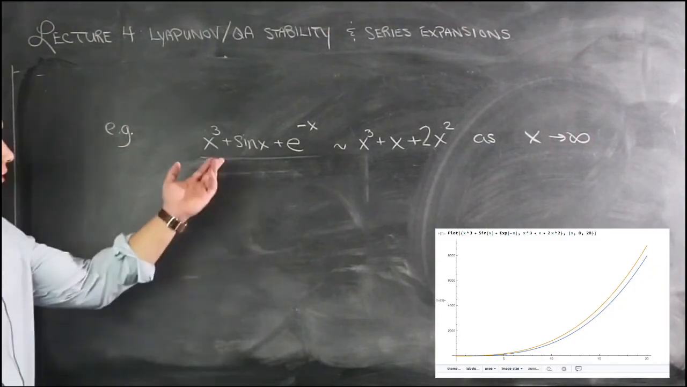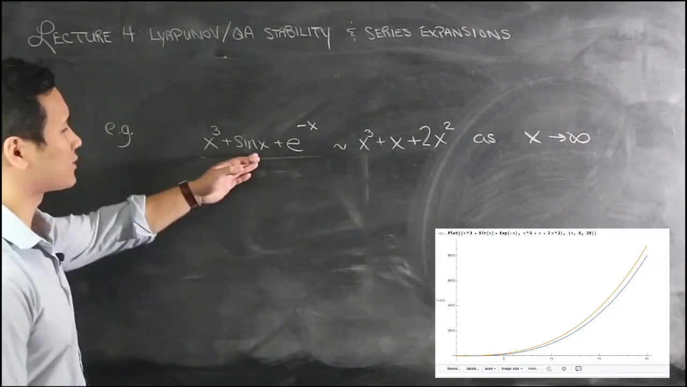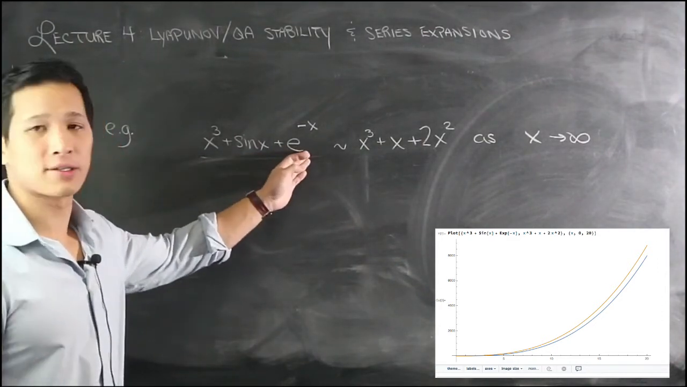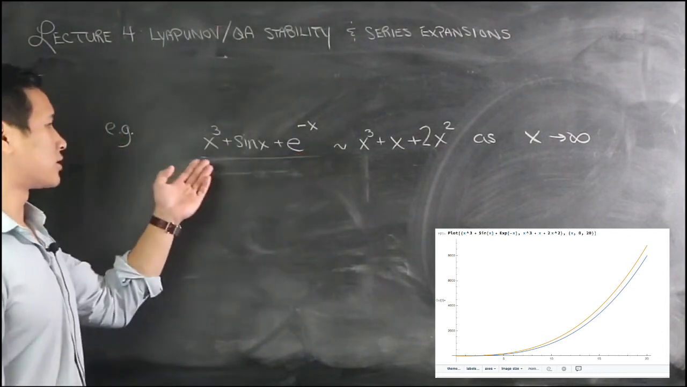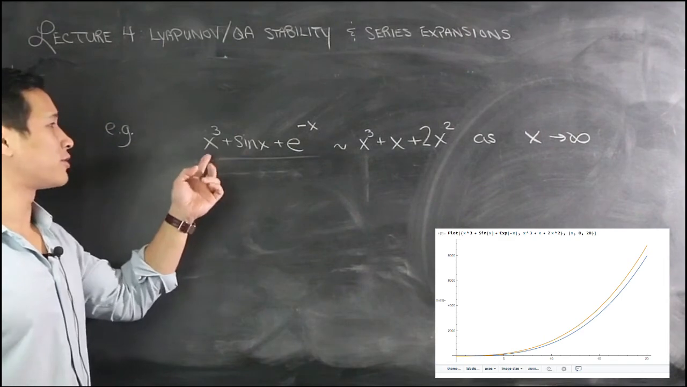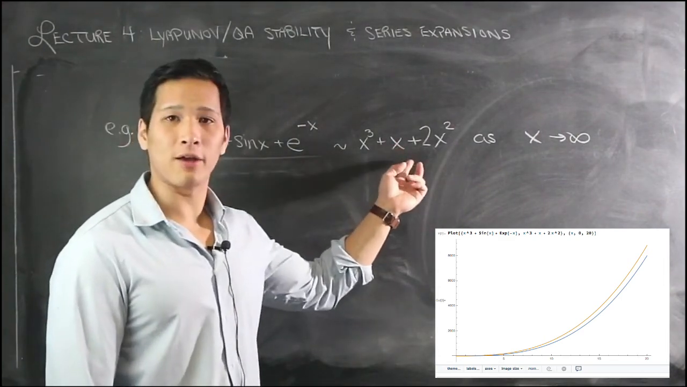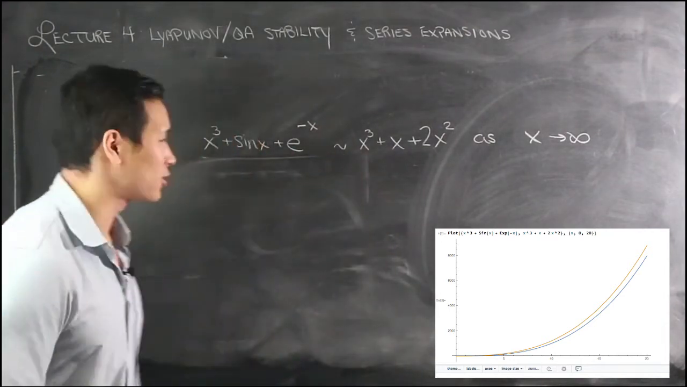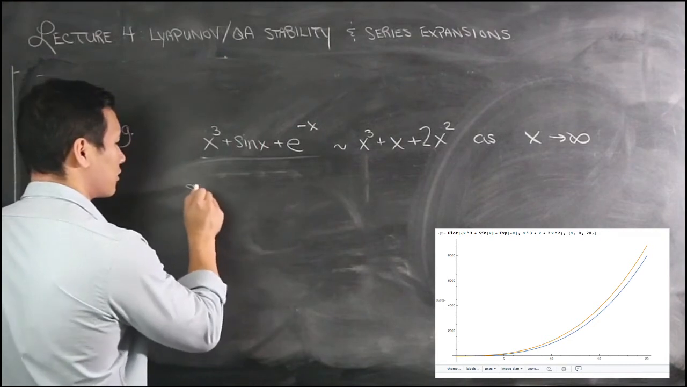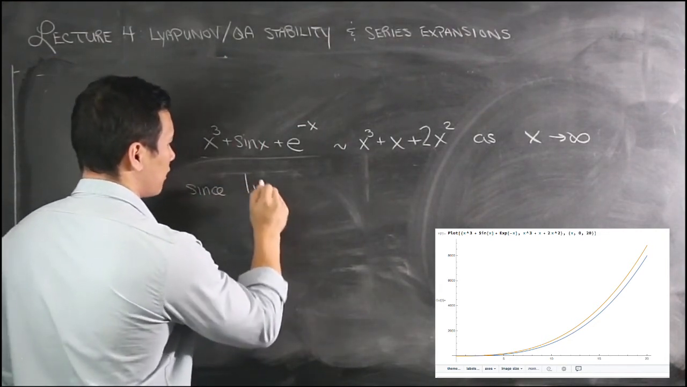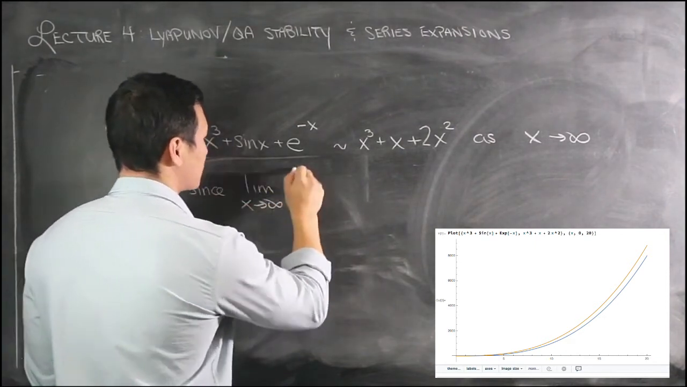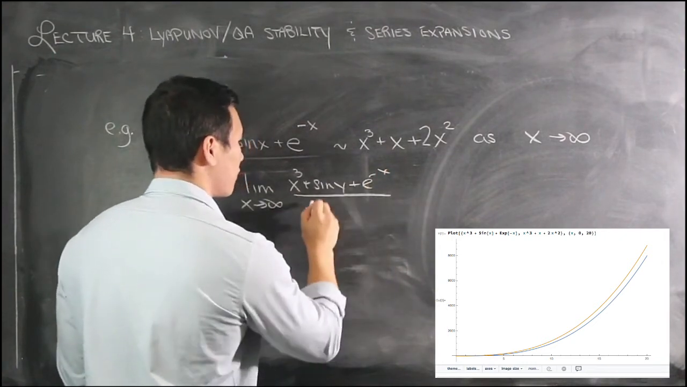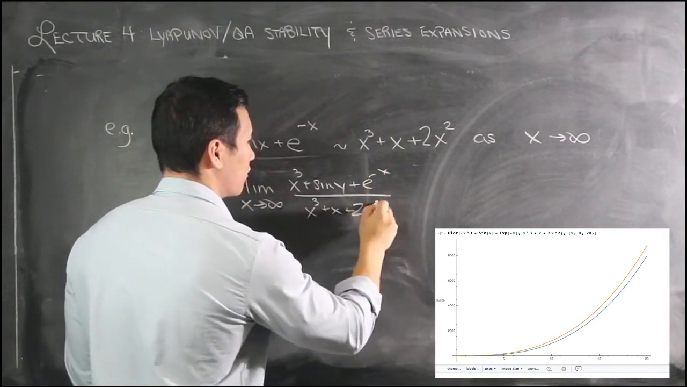Okay? Why? Intuitively, sine x is a bounded function. It's always between minus 1 and 1. This is exponential decay. This always tends to 0. So the dominant behavior of the left-hand side, the biggest behavior, is x cubed, and similarly the biggest behavior on the right-hand side is also x cubed, and those two behaviors are equal, and that's why you write this similar to. If you want to use the official definition, then indeed the limit as x tends to infinity of x cubed plus sine x plus e to the minus x over the right-hand side is equal to 1.